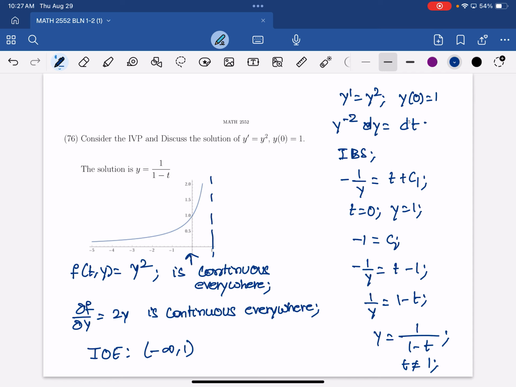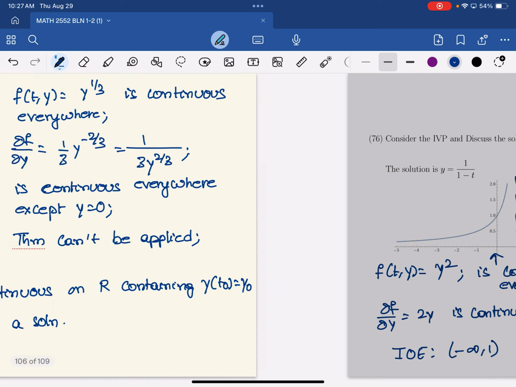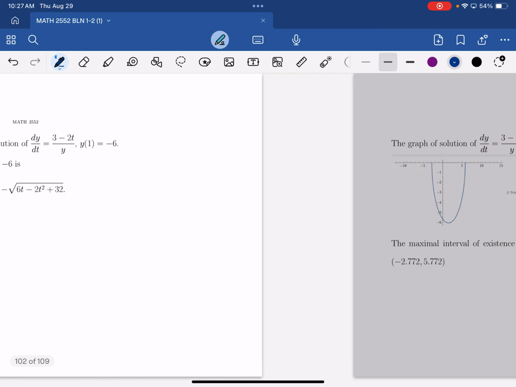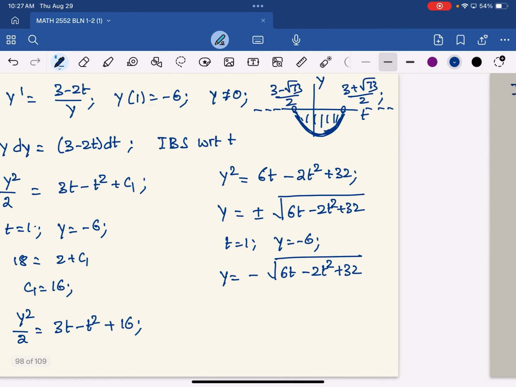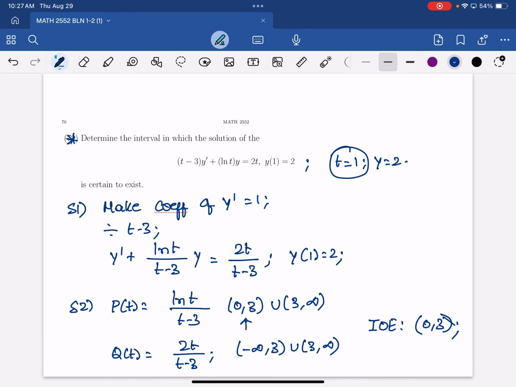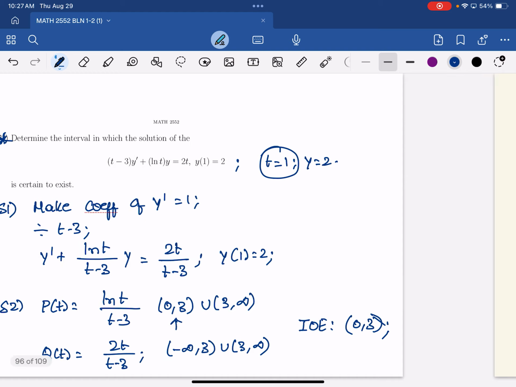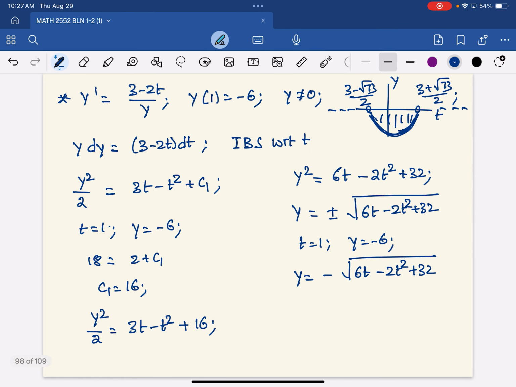All good? So how would I ask on the test? If I'm asking you on the test or the quiz, I will ask you a problem like this one, or more a problem like this one: find the interval of existence. So you find the variable separable solution, get the solution, find the interval of existence, give me the interval of existence, and be done with it.